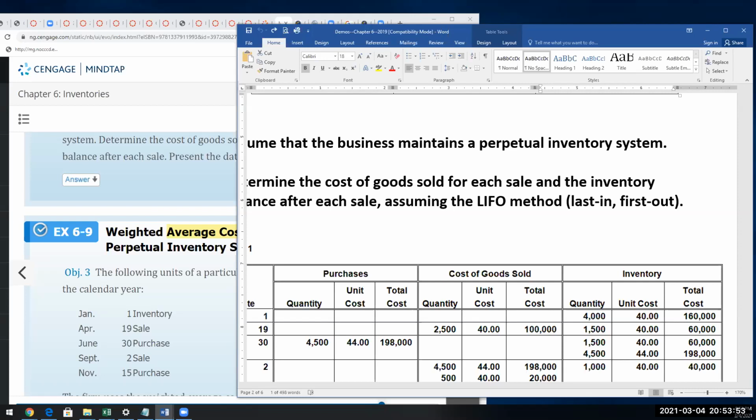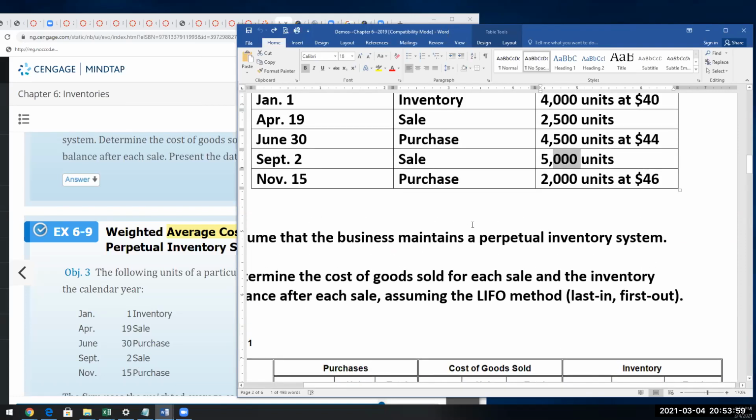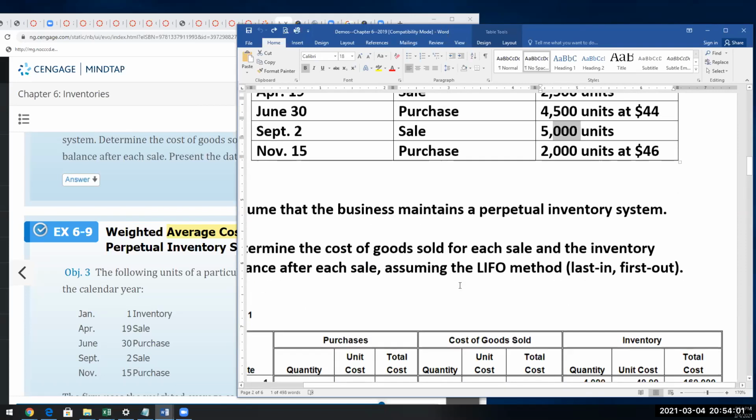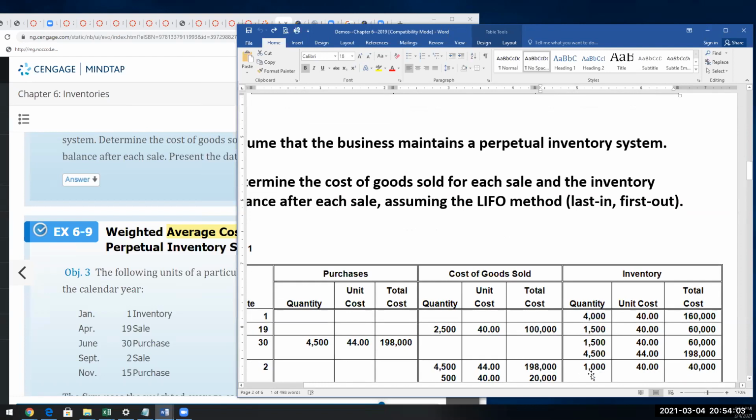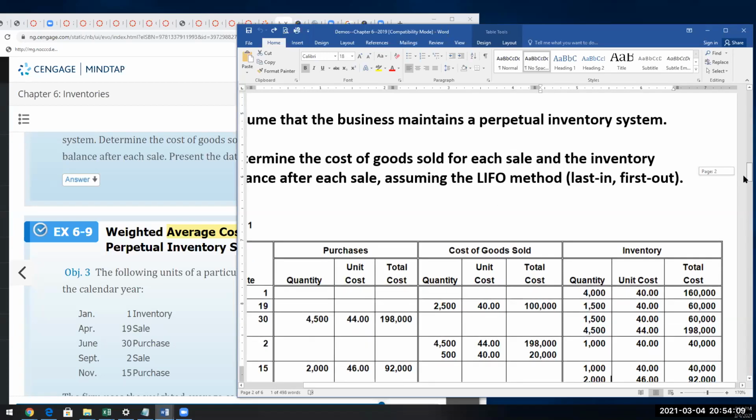All right, the very next thing here is that we're going to purchase more. In this case, we're going to purchase 2,000. As I said before, we're going to have 3,000 left over. We've got 1,000 of this old stuff plus the 2,000 of the brand new stuff. So if you look on the left-hand side here, I'm going to buy 2,000 items that cost me $46 each.